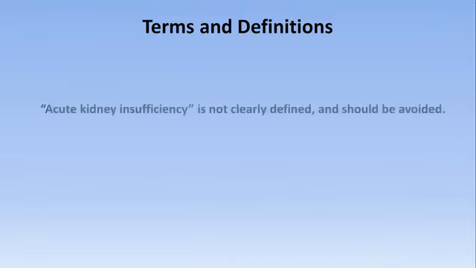One final term is acute kidney insufficiency, which confusingly is also abbreviated AKI. This term is not clearly defined, and its use should be avoided.